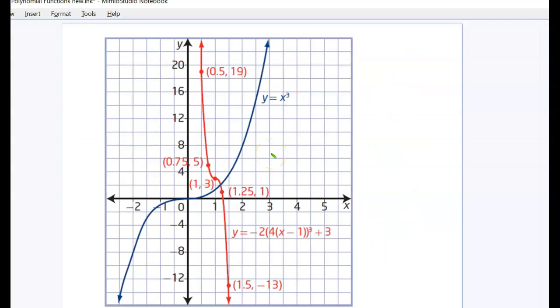Okay, and you can see there's the original graph. The blue graph, on a better grid, is y equals x cubed, and there is the transformed graph. You can see it's very narrow because it's stretched vertically.